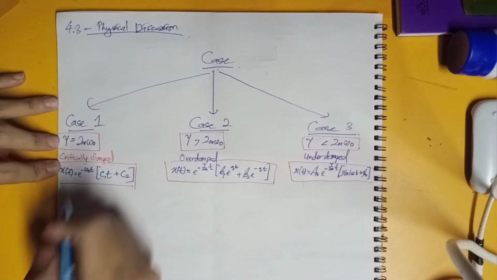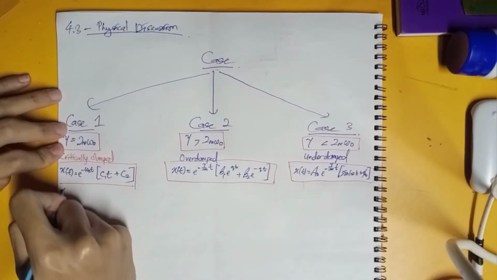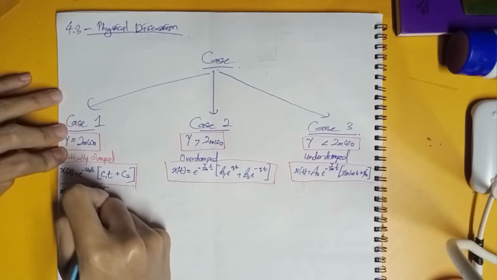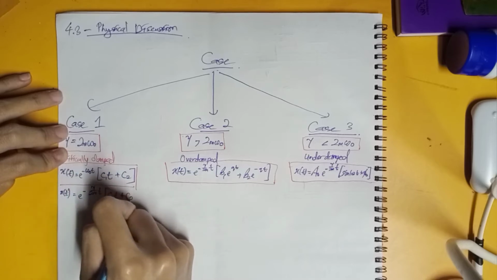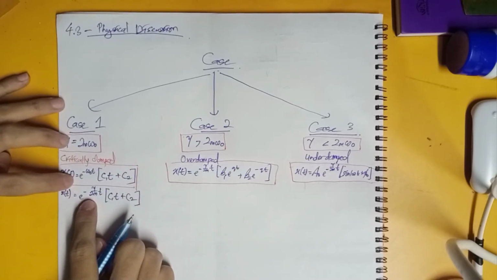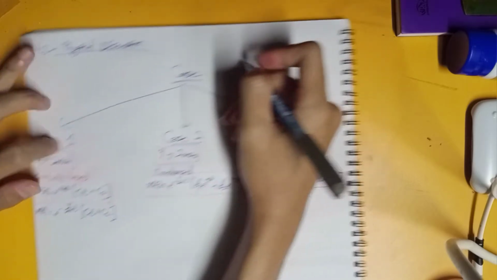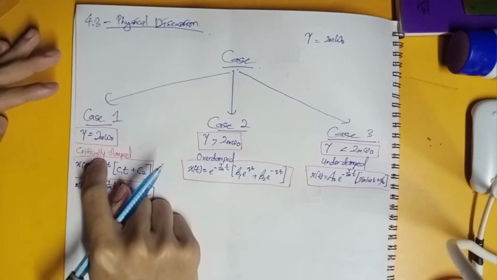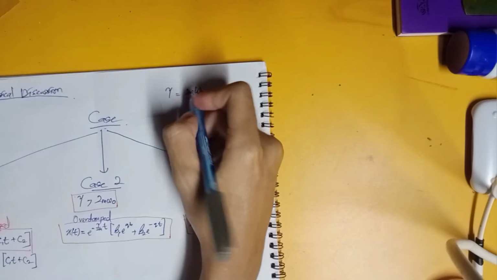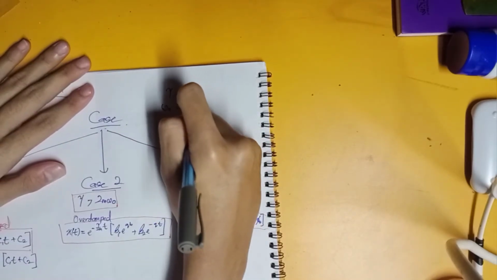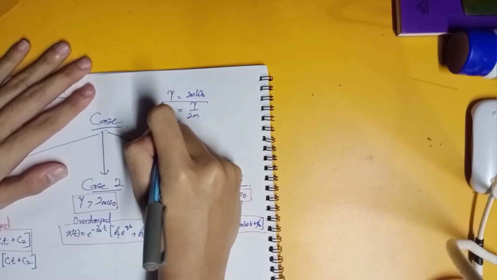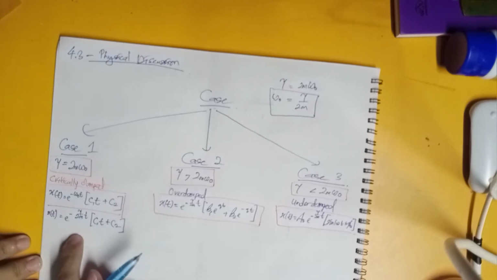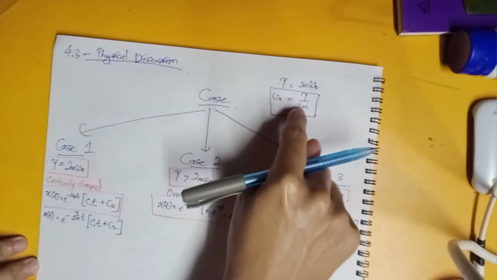And here we will change the first one to x(t) equals exponential of negative γ over 2m times t, times (c₁t plus c₂). Why change it to γ over 2m? It is because we know that γ is equal to 2mω₀, from the first case right here. So if we change here, ω₀ is equal to γ over 2m. So negative ω₀ is equal to negative γ over 2m.